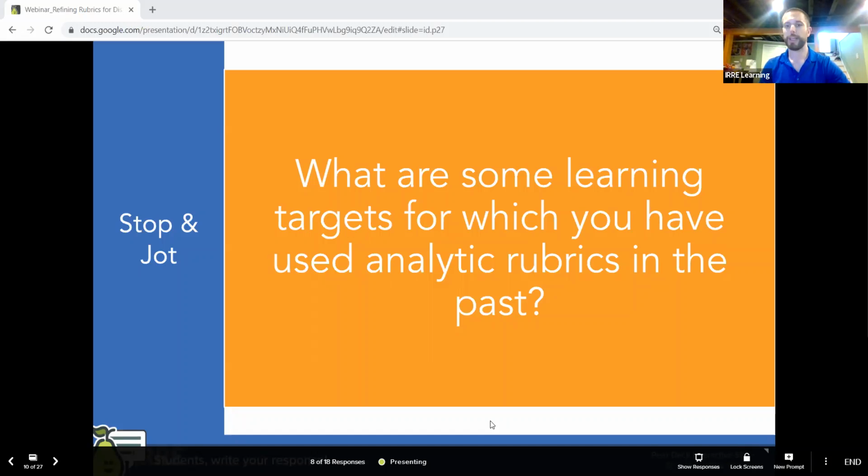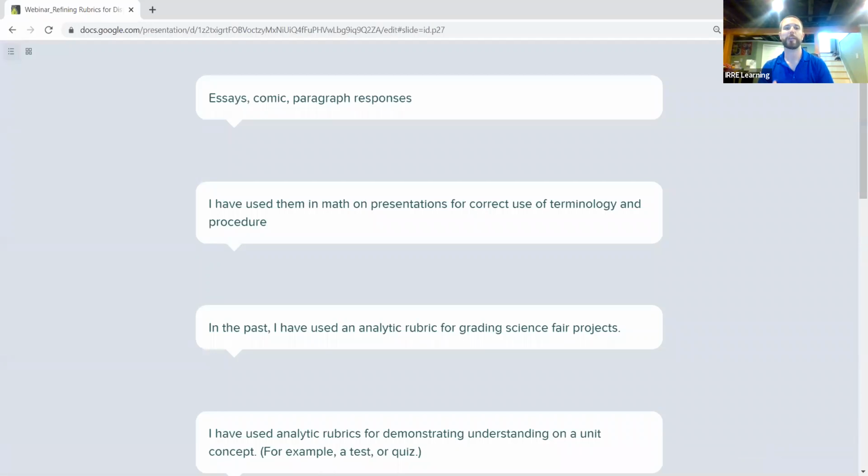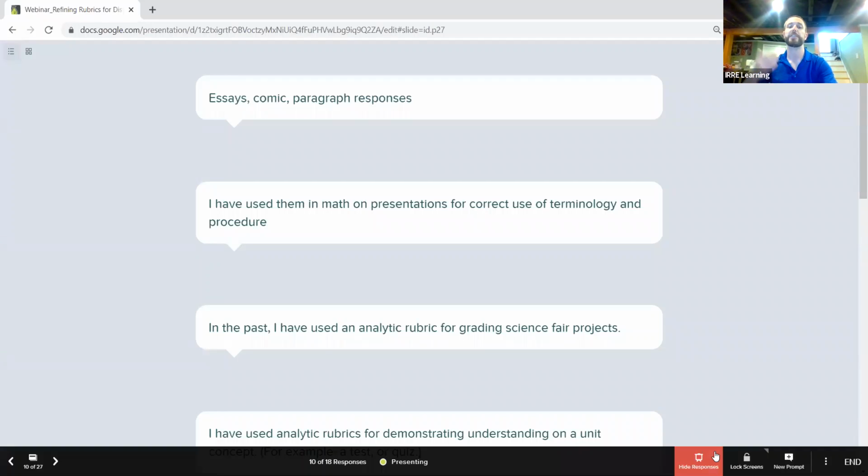Okay, we'll go ahead and throw some of those answers up here on the screen so we can all benefit from the thinking that we're doing here. So some of us are talking about essays or paragraph responses. Some of us are talking about presentations, especially focusing on vocabulary. That's a very specific dimension of that presentation we're paying attention to.